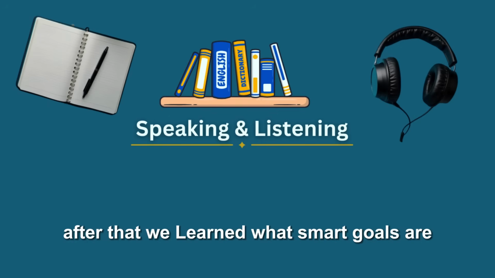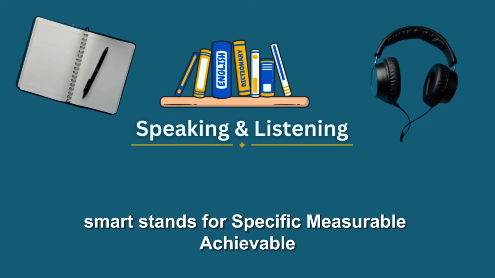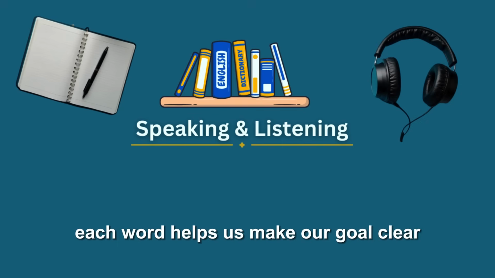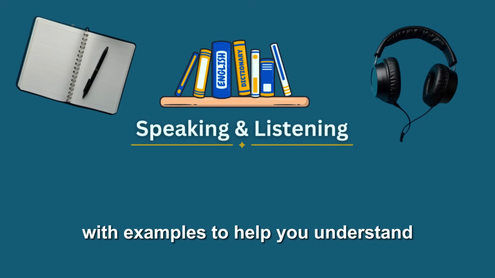After that, we learned what SMART goals are. SMART is an easy way to remember how to make good goals. SMART stands for specific, measurable, achievable, relevant, and time-bound. Each word helps us make our goal clear and possible to reach. We looked at each part carefully, with examples to help you understand.